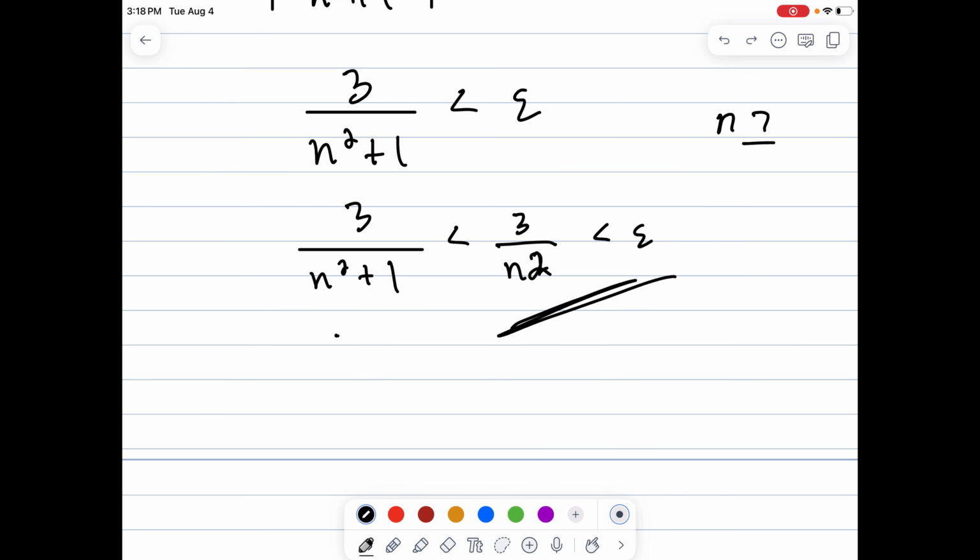And eventually, my argument with that 3 over n squared less than epsilon, so I'm going to work with this. That's going to work out for me because of something called a relation here.